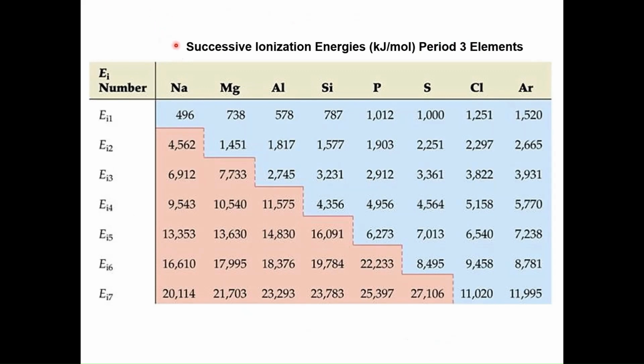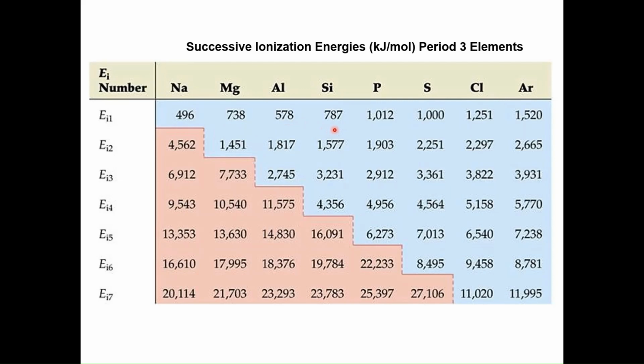This table shows the successive ionization energies for period 3 elements. The first column on the left has the ionization energies numbered 1 to 7. The values for the ionization energies in the first row of this table are justifiable when you consider the stability of each element. The values for sodium, magnesium, and aluminum are all relatively low due to a need to lose electrons to achieve a stable state.